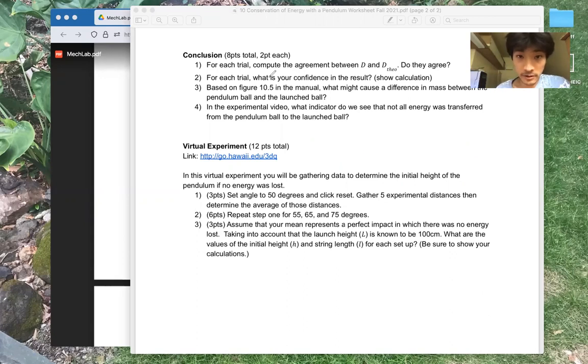And number two, for each trial, what is your confidence in the result? Confidence is actually the uncertainty divided by the expected value. I think I'm saying this right. So your answer is like expected value plus or minus your uncertainty. What I mean by expected value is the thing before the plus or minus.